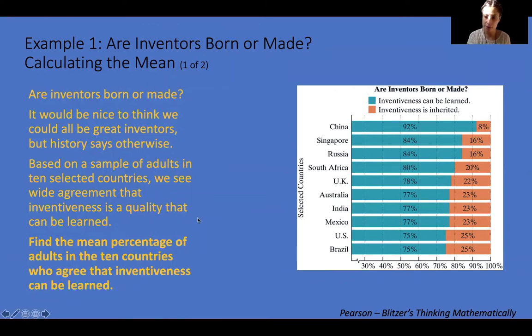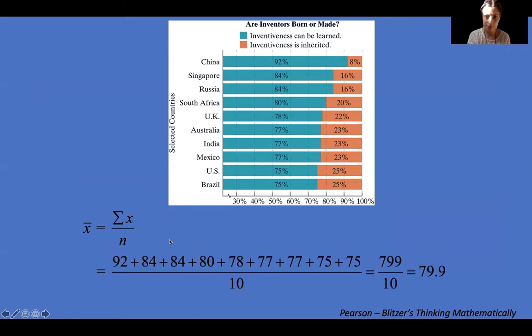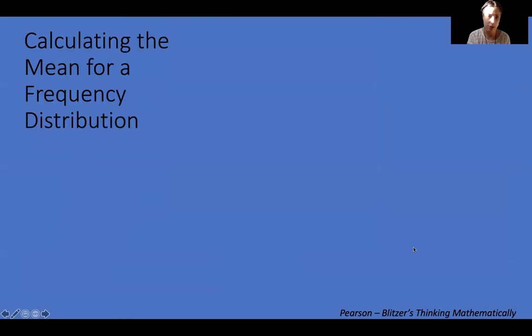For finding the mean percentage, we are going to find the average essentially. So we'll be adding up all of those values. That's what the summation symbol here means, sigma. And then we're going to divide by the total number. We have 10 countries represented, so we'll be dividing by 10. So we have 92 plus 84, 84, 80, 78, 77, 77, 77, 75 and 75, we get 799. Dividing by 10, we get 79.9 as the average.